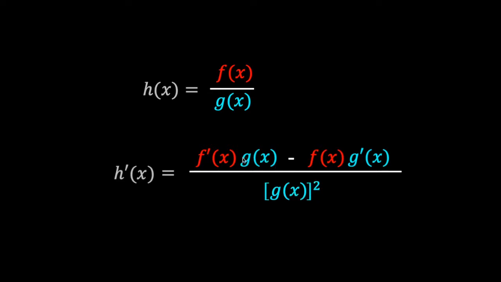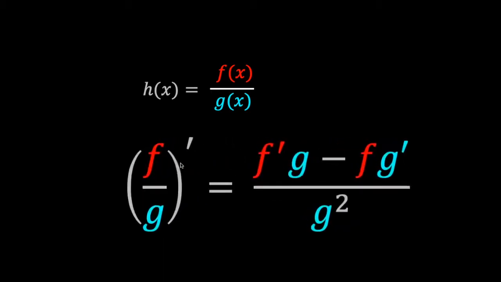Now, it looks kind of big, but we've seen something like this before. I'll show you that in a minute. If we drop the x's, it looks even simpler. The derivative of a fraction of two functions, f over g, equals f prime g, the derivative of the numerator times the denominator left alone, minus f g prime, the numerator left alone times the derivative of the denominator. And all of that is over the denominator, g squared. So f prime g minus f g prime.